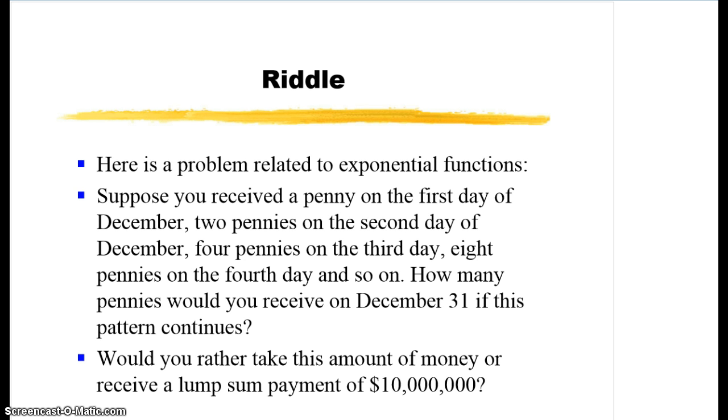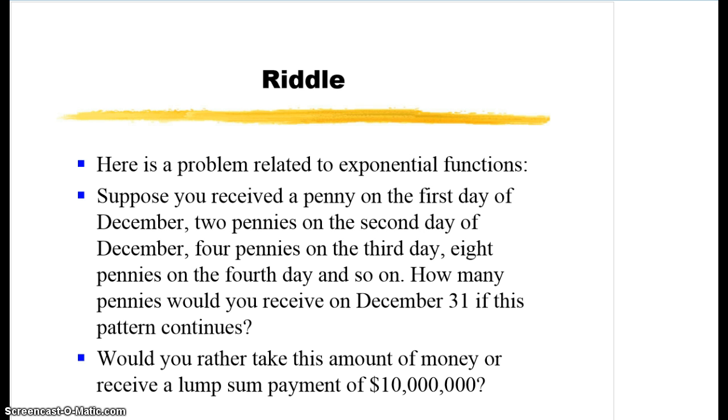Okay, let's start with a riddle. Here's the problem related to exponential functions. Suppose you received a penny on the first day of December. Then you got 2 pennies on the second day of December, 4 pennies on the third day, 8 pennies on the fourth day, and so on. How many pennies would you receive on December 31st if this pattern continues? Would you rather take this amount of money or receive a lump sum payment of $10 million?